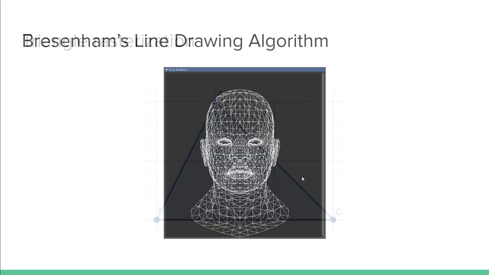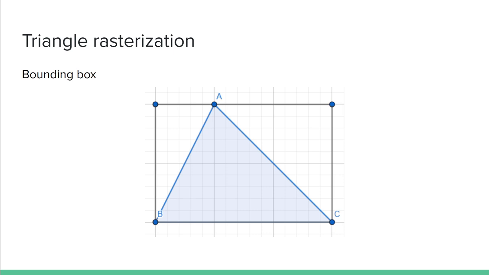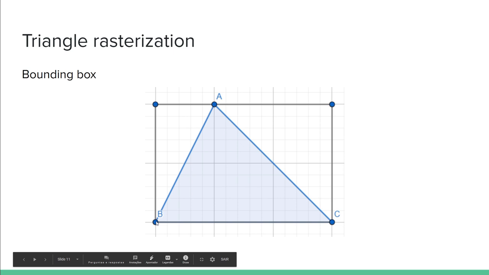So what's next? Next is the triangle rasterization. Rasterization is the process of determining whether or not you need to draw a pixel, whether or not you need to fill it with color. So we have this list of faces where each face is a triangle composed by three vertices. And the first thing I did for this part was to define the bounding box of the triangle. And it's very easy to define the bounding box, because you just need to define the minimum x and the maximum x, the minimum y and the maximum y.